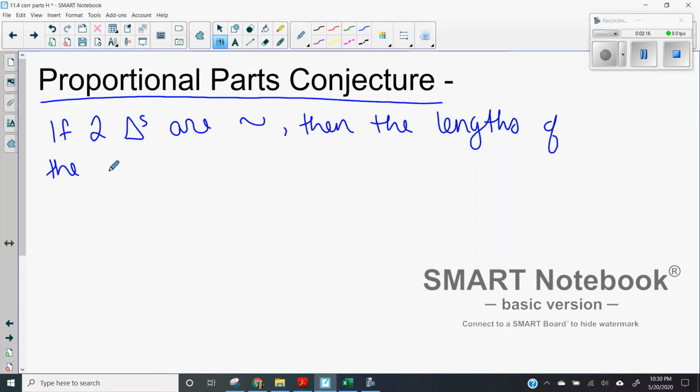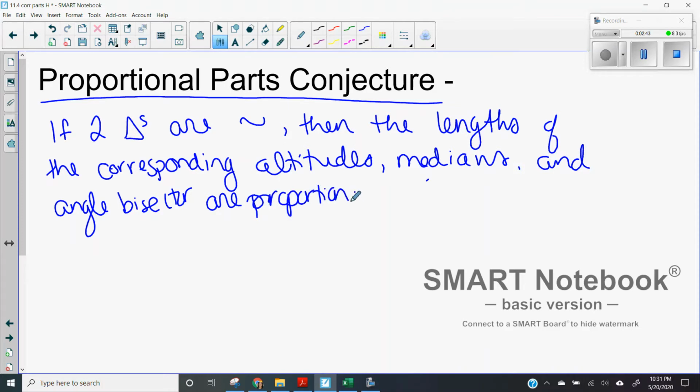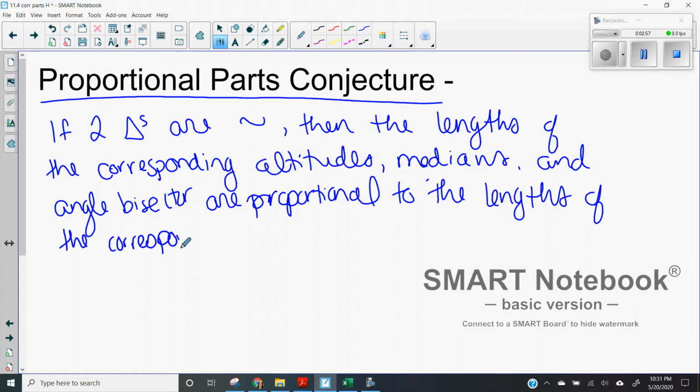and we're going to list all three here, so the lengths of the corresponding altitudes, medians, and angle bisectors are proportional to the lengths of the sides. They're proportional to the lengths of the corresponding sides. Okay, so they have that same relationship as the sides do.